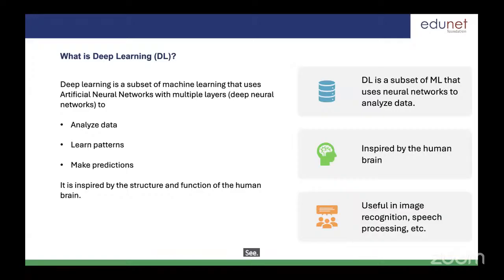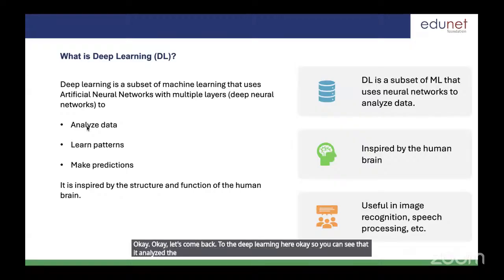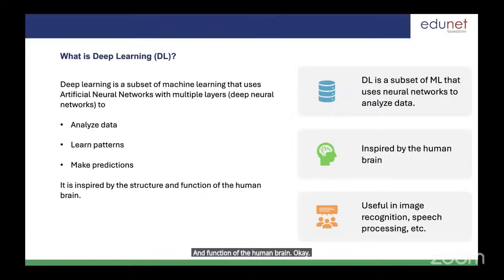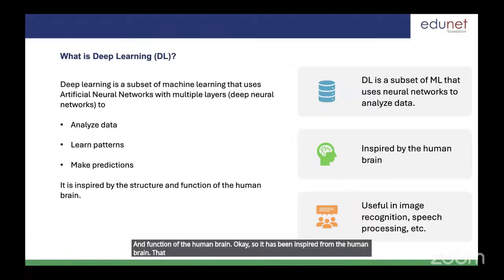See, you have to keep one thing in mind. In machine learning, we focus only on the structured data. But in deep learning, we focus on unstructured data as well, like images, audio clips, video clips, etc. Let's come back to deep learning here. You can see that it analyzes the data, it learns the pattern, and it makes the predictions. It is also telling that deep learning is inspired by the structure and function of the human brain. That's nothing but deep learning.